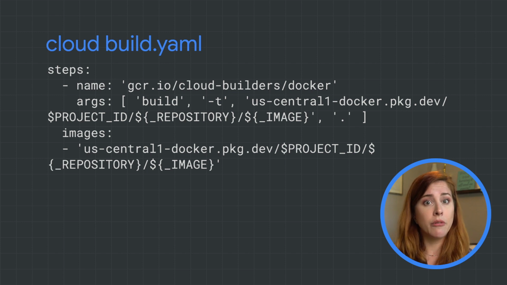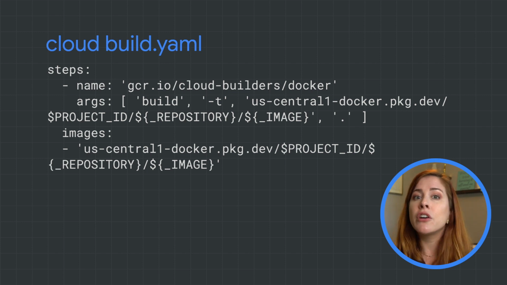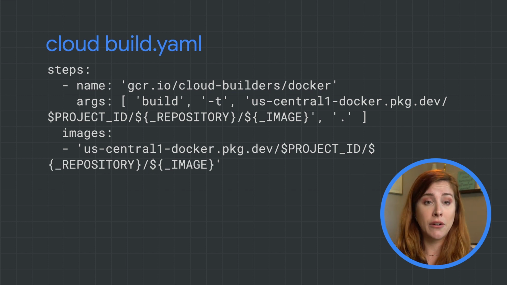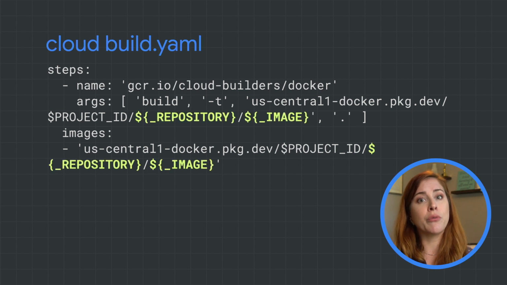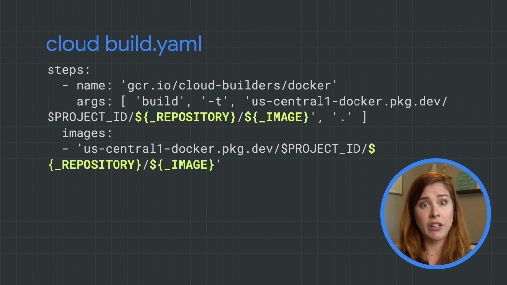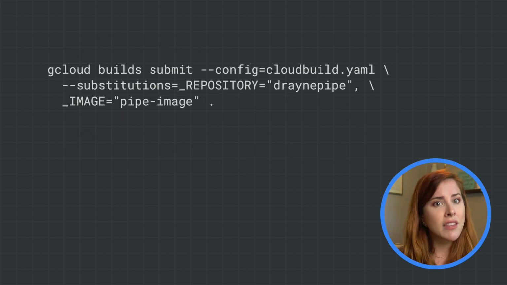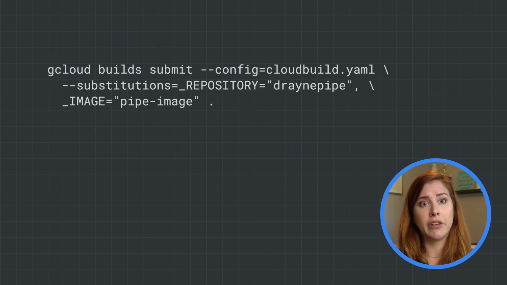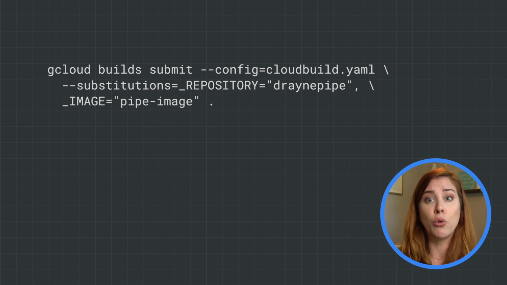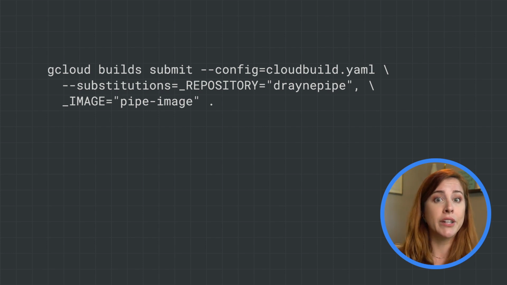Here's the contents of that file, but don't worry about rushing to pause the video so you can copy this down. You can find this code in the documentation, which, of course, is linked below. These variables, repository and image, are used for the repository name and the name of the image in the repository, so that they can be replaced at build time using custom Cloud Build substitutions. This is very useful if you want to use the same build config file to push images to repositories for different environments, such as testing, staging, or production. For example, this command would substitute drain pipe for the repository name and my image for the image name.